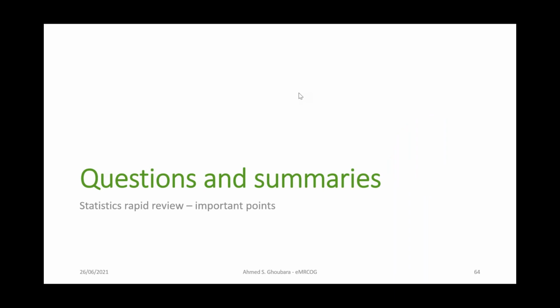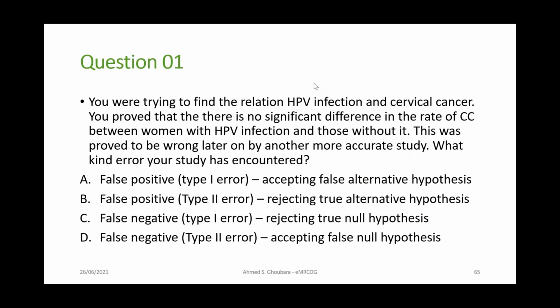You can write in the chat box. We're trying to find the relation of HPV infection and cervical cancer. You proved that there's no significant difference in the rate of cervical cancer between women with HPV infection and those without it. This was proved to be wrong later on by another more accurate study. What kind of error has your study encountered? Can you write in the chat box which answer is the correct answer for this question? This is a typical exam style question.